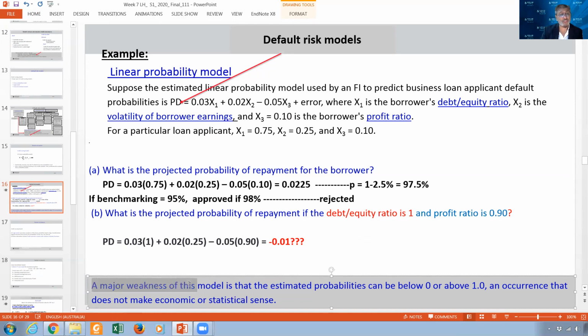A major weakness of this model is that the estimated probability can be under 0, like what we did here, or it can be above 1. If it is above 1, like here, if you take 1 minus the default probability, you will find the probability is 1.1. There is nothing called a probability of 1.1. It doesn't make sense.